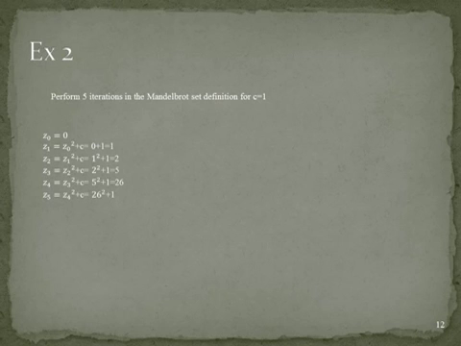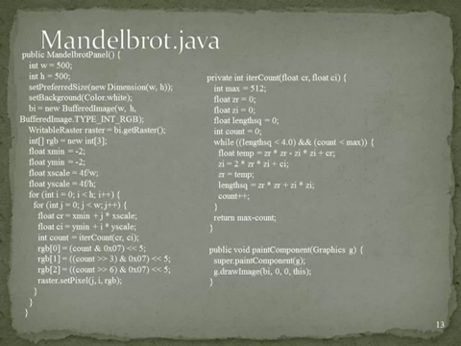Now, if c equal 1, perform 5 iterations in the Mandelbrot set definition for c equal 1. First, z0 equals 0. z1 will be z0 squared plus c, which is 0 plus 1, which is equal to 1. z2 will be z1 squared plus c, which is 1 squared plus 1, which is equal to 2. As we can see here, the value is increasing. z3 would be z2 squared plus c, which is 2 squared plus 1, which is 5. And z4 will be 26, and z5 will be 26 squared plus 1, and then the value will keep increasing. Then c equal 1 is not in the Mandelbrot set.